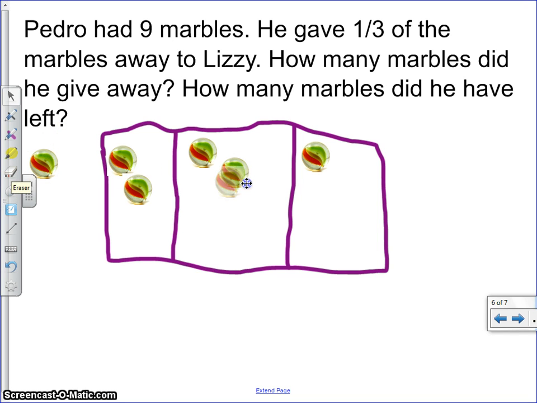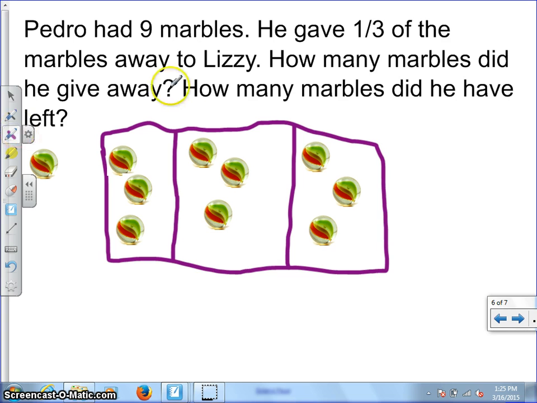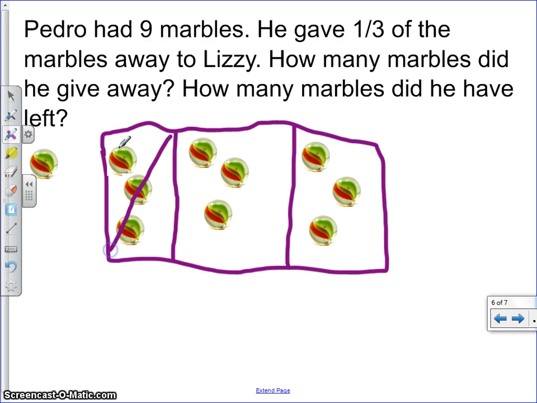Okay? So here we go. I put all the marbles in a group. I've got all the way to 9. There are now 9 marbles in the group. Well, remember, the numerator tells us about the part that we're talking about. So he gave 1/3 of the marbles away. In other words, he gave 1 group out of the 3 groups away. So let's cross this out. This is the group he gave away right here.